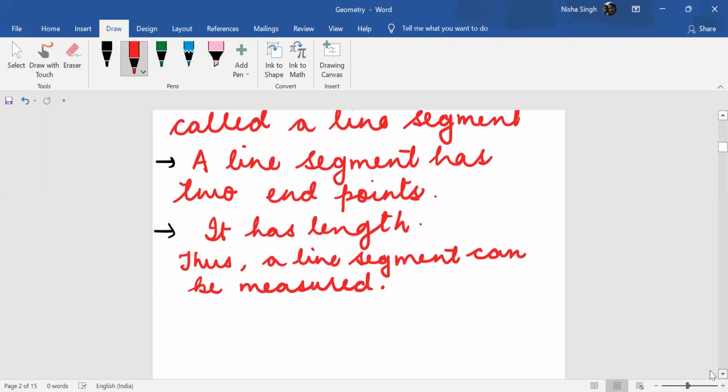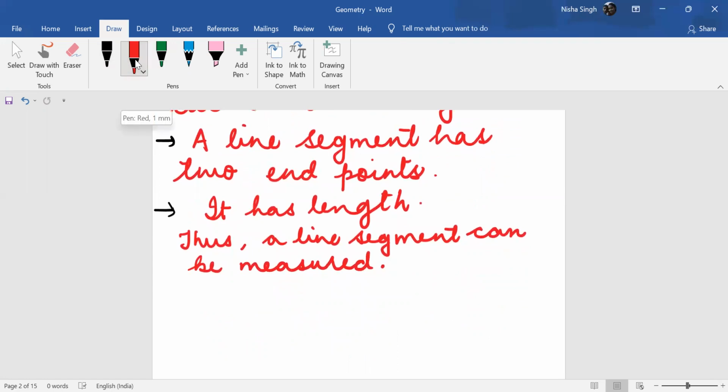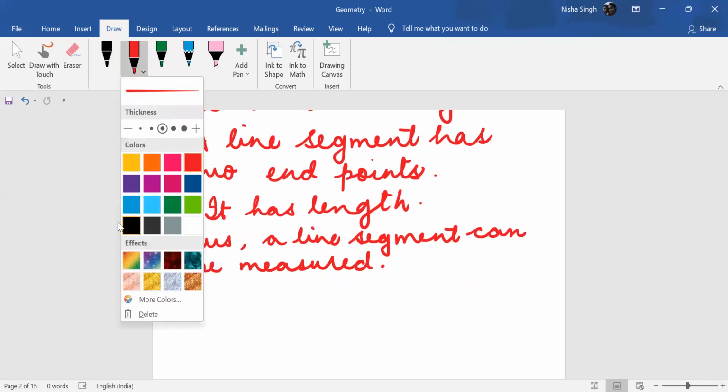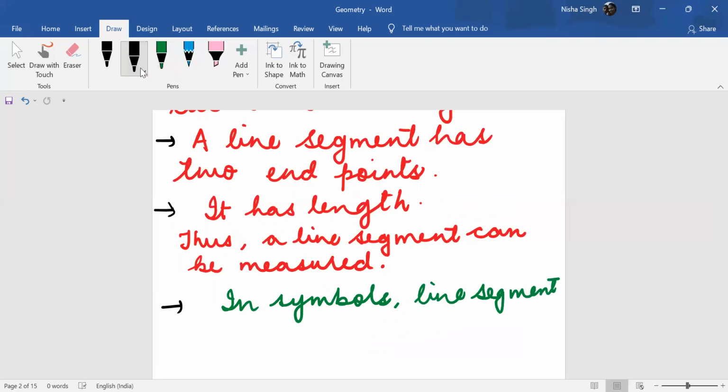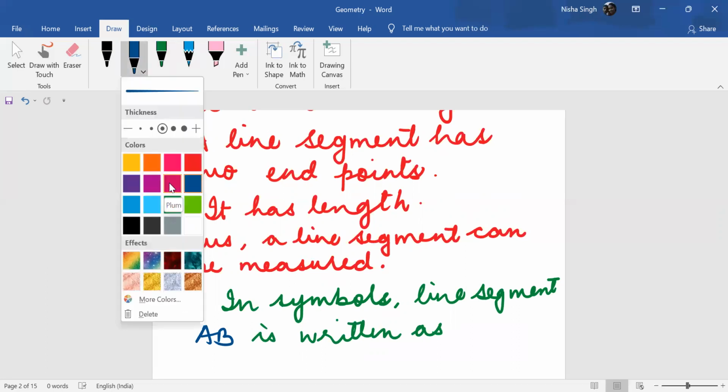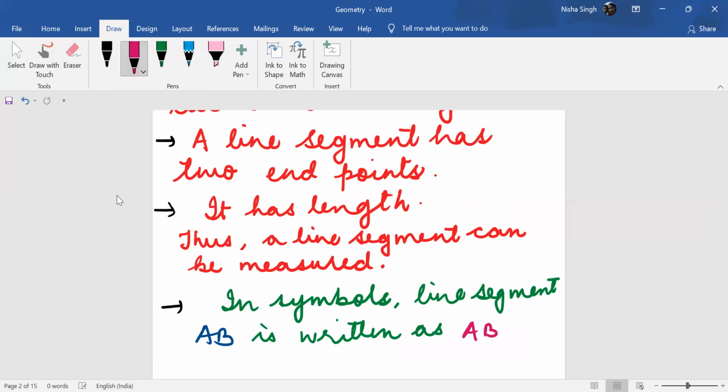And in symbols, let's talk about symbols. Do you know how to write line segment in symbol? No? Okay, let me tell you. In symbols, line segment AB. We are talking about, here also we are talking about AB line segment. AB line segment is written as, now what you will do? Can you guess what we will do? Yes, beta, we will write AB and we will make a line segment on the top of it, above it.